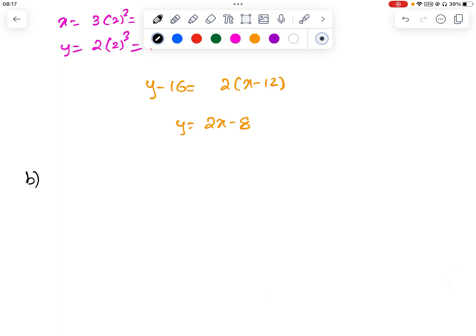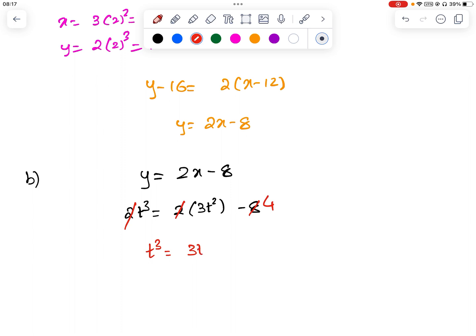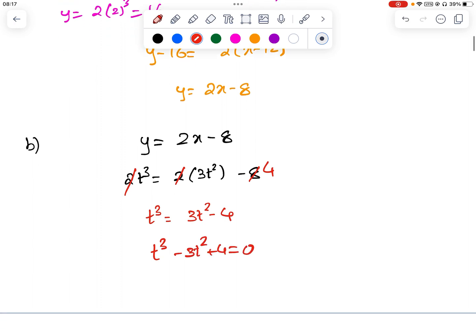So y equals 2x minus 8 is the tangent. It meets the curve. So what was y? y was 2t cubed, equal to 2 times x. What was x? 3t squared minus 8. So I can cancel 2, 2 and 4. So t cubed equals 3t squared minus 4. So t cubed minus 3t squared plus 4 equals 0. Upon factorization, it becomes (t minus 2) whole squared times (t plus 1) equals 0.